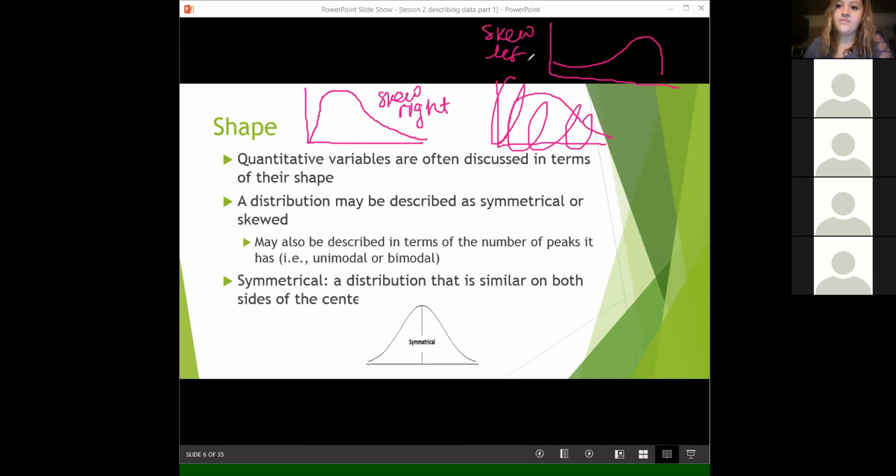And so those are different shapes that you can have. Down here we have an example of symmetrical, which is basically a mirror image. So that's how you would describe different shapes, in terms of peaks.